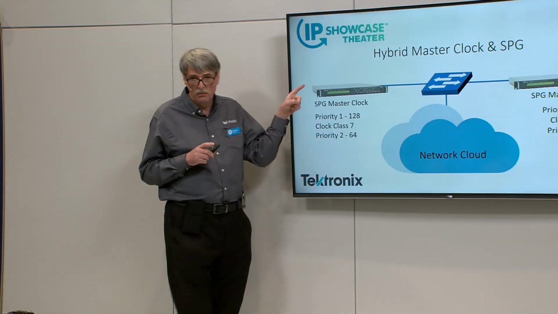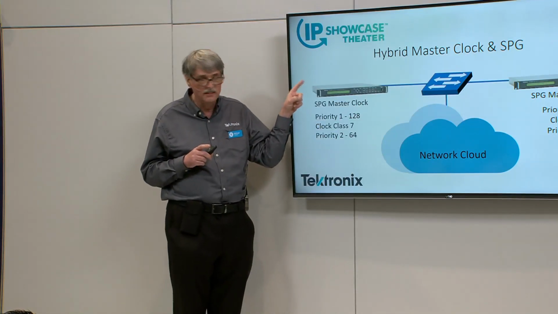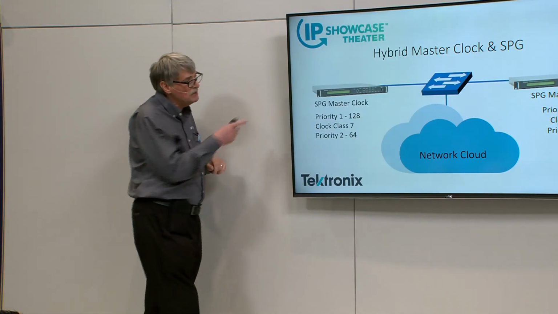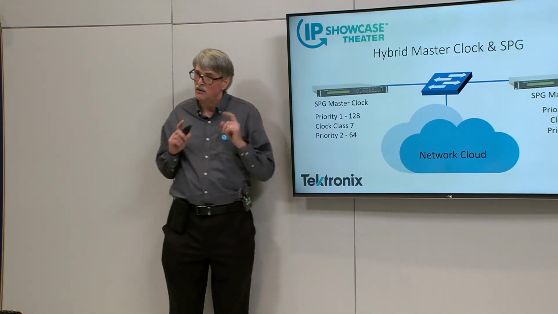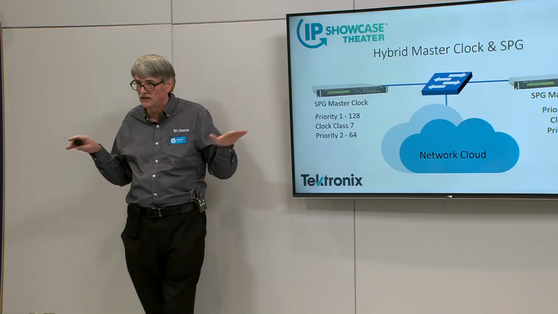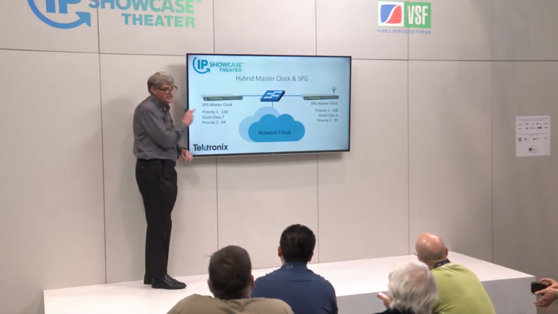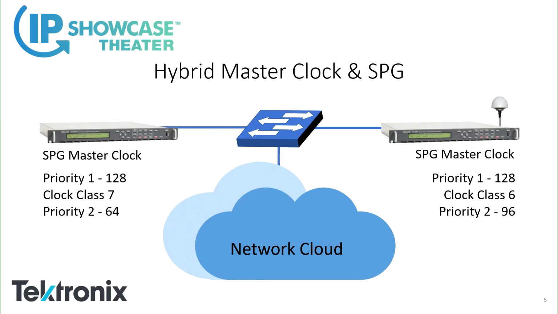So in this case, we've lost GPS to this device, but we've locked to GPS on the other device. In this case, priority 1 is again set to 128 for both devices, so the first round is a draw. Let's move on to the second round. In the second round, we have a clock class of 7 because this device was locked to GPS, but no longer is locked. And then we have a device that's locked to GPS that's clock class 6. So in this case, that device will win and become the grandmaster.